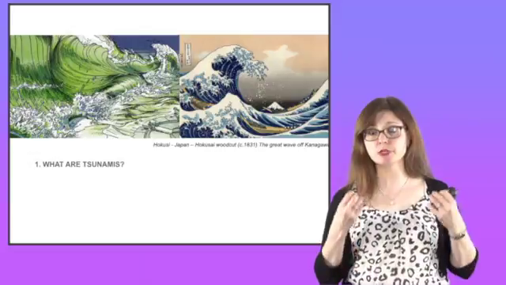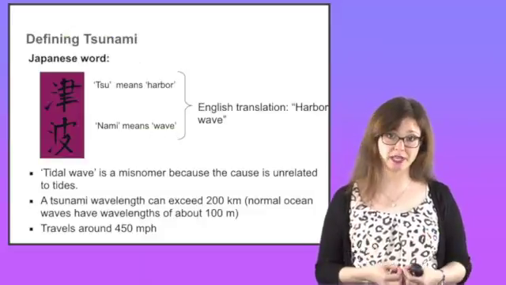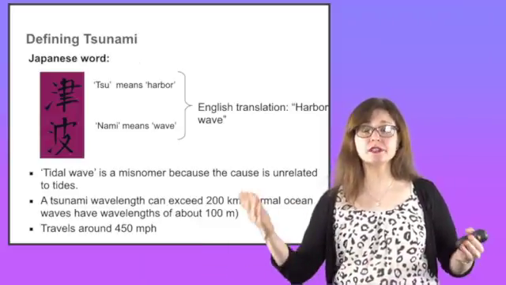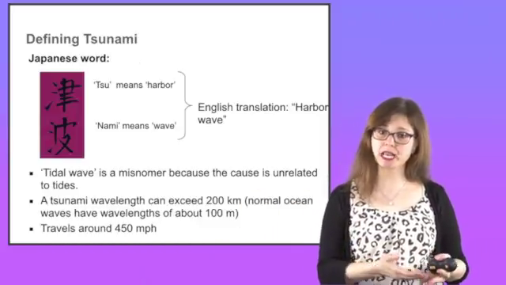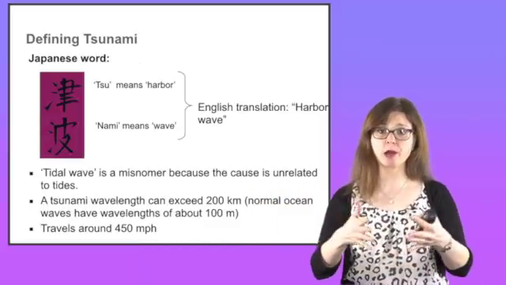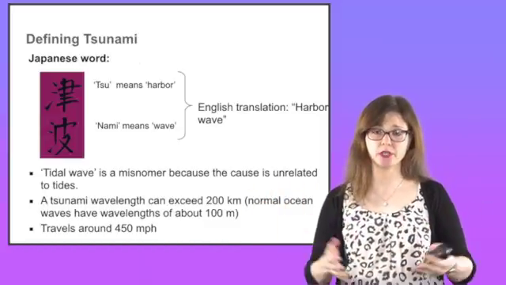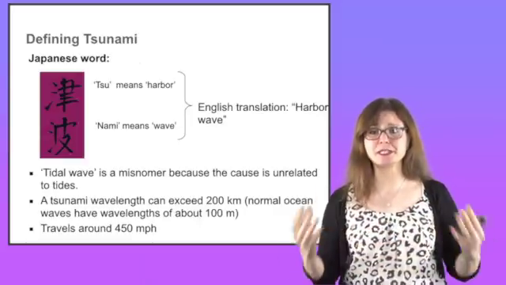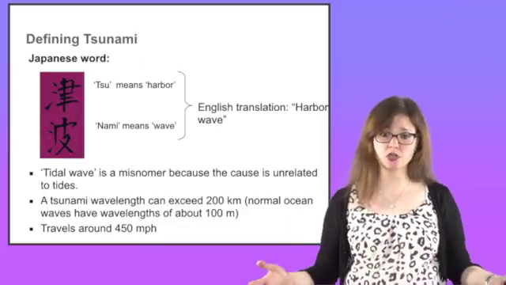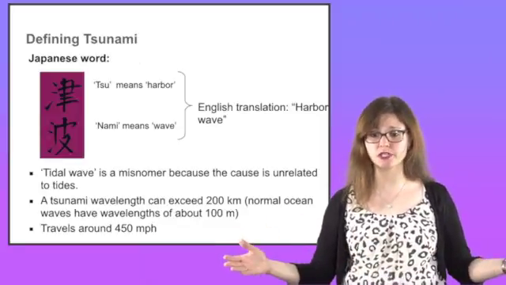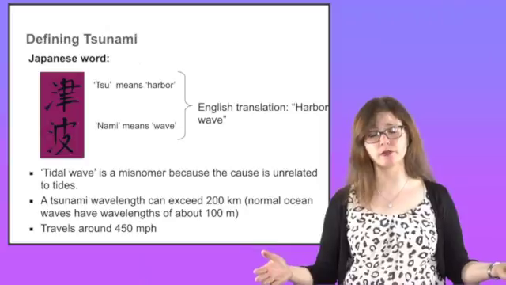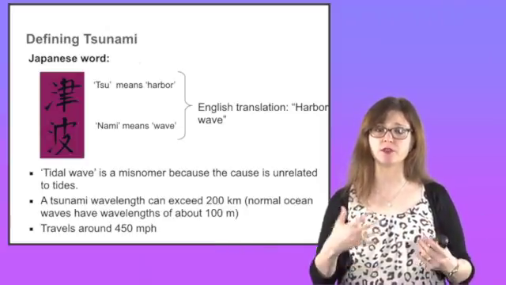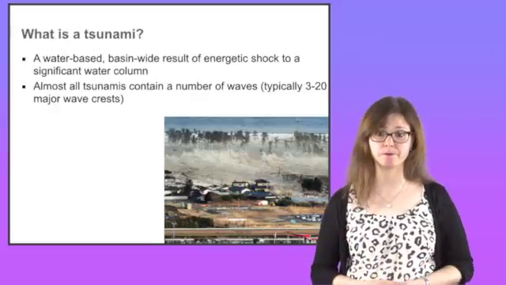Now, tsunami comes from a Japanese word meaning harbour wave, and this comes from the idea that fishermen out to sea wouldn't see the wave of a tsunami, but as they came into a harbour, the wave would be amplified and it would become a harbour wave. It's not really a harbour wave, and it's not a tidal wave. Actually, these are very, very different types of waves. They're very large waves that can exceed 200 kilometres in wavelength, and they travel at around 450 miles per hour. So these are very different from the types of waves that we see in the ocean normally.